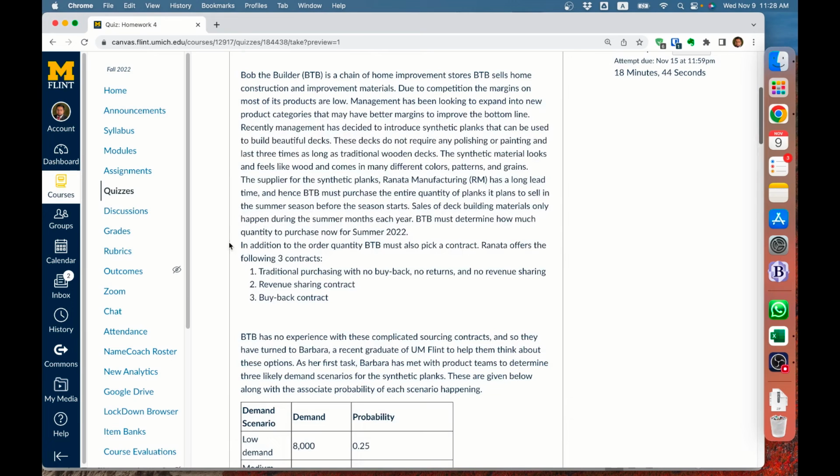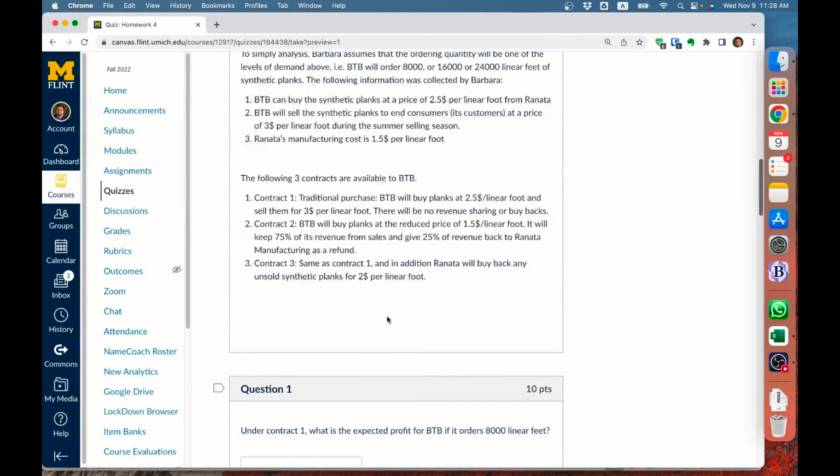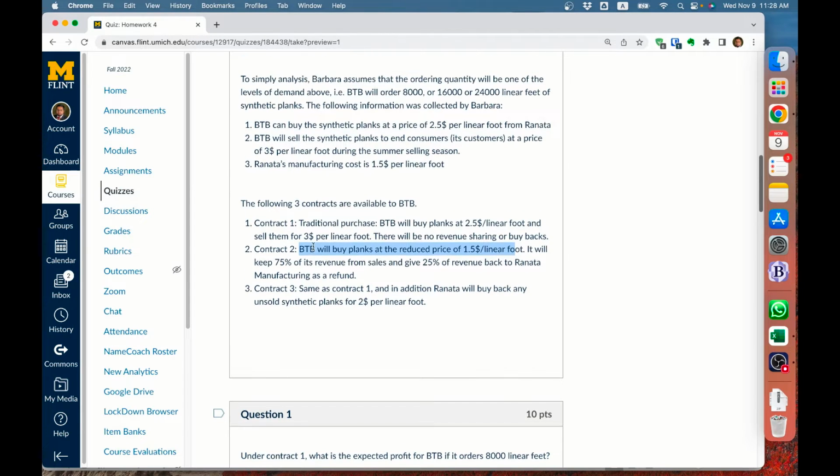Now, if you're not familiar with revenue sharing or buyback contract, you can refer to the lecture or the slides to review those. In this revenue sharing contract, the manufacturer gives a discount to the retailer, gives a lower price to the retailer. So in this case, Renata will sell B2B planks for $1.5 per linear foot. Notice that is the cost of the manufacturer. So the manufacturer is selling planks to the retailer at no markup, just at cost.